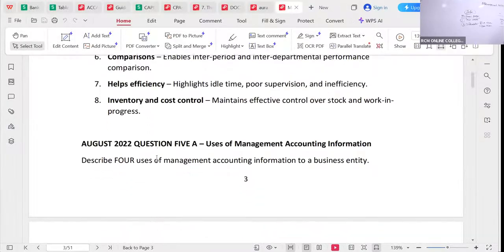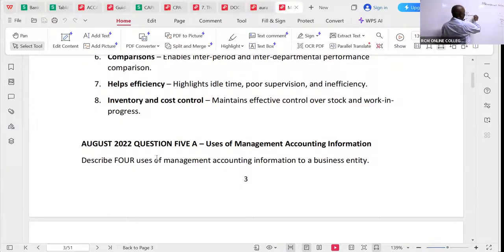August 2022, question number 5A: uses of management accounting information. Now, without reading, are you able to give me these uses? Planning, controlling, and I will also give you another way of remembering this: POC. So we have here the functions of management. If I have management accounting, I will be able to use it for doing what?